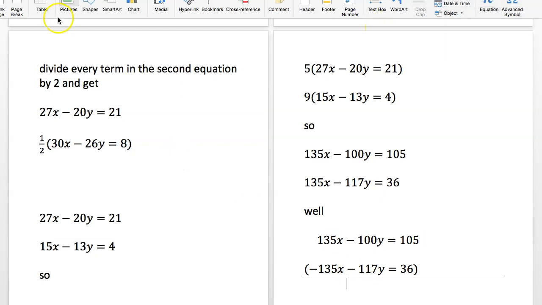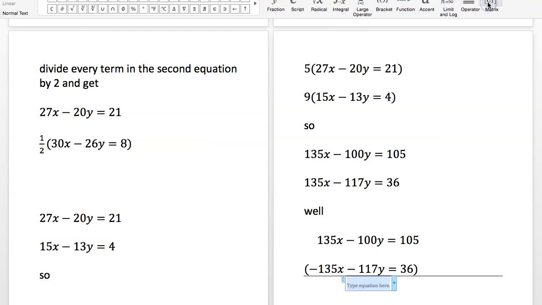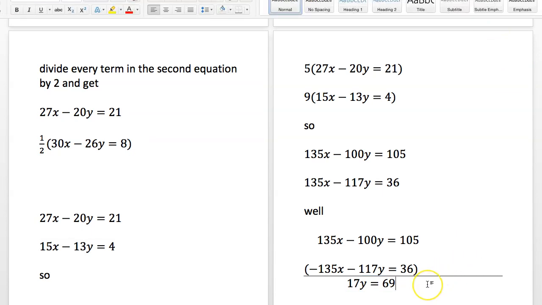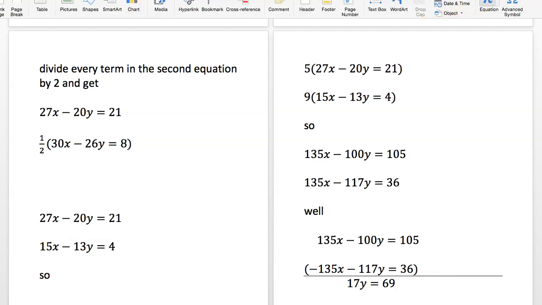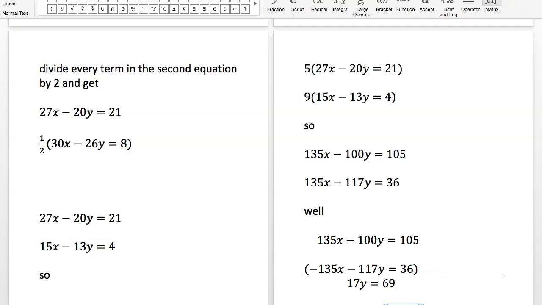So what do we get? We get positive 17y equals, now 105 minus 36 is 69. Yeah. Now just divide both sides by 17. And y equals 69 over 17.